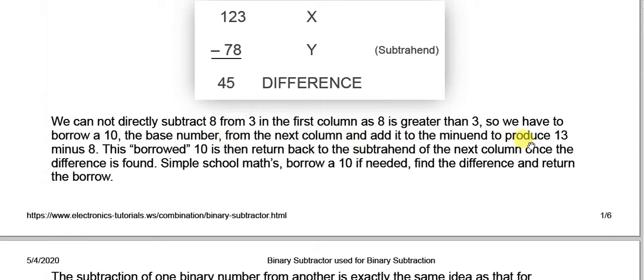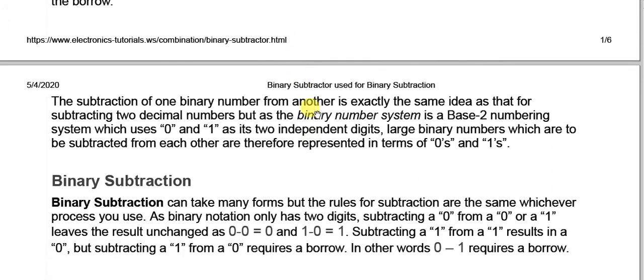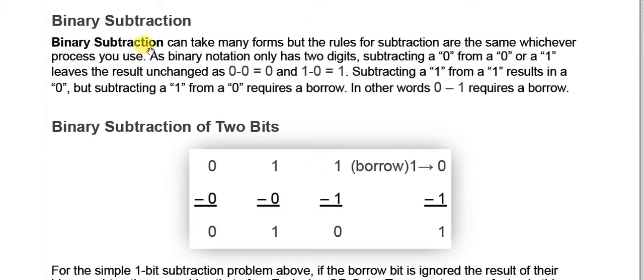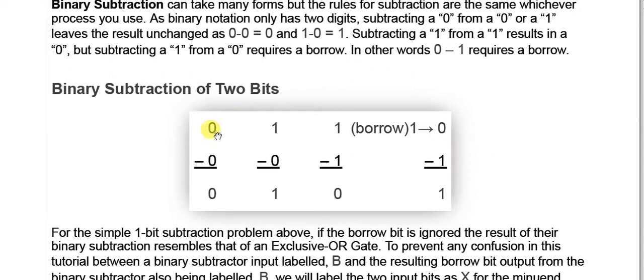Let's move on. Binary subtraction can take many forms, but the rules for subtraction are the same whichever process you use. A binary notation only has 2 digits. 0 minus 0 is 0, 1 minus 0 is 1, 1 minus 1 is 0, but 0 minus 1 means the difference is 1, and the borrow is 1 in this case. The differences are very straightforward.